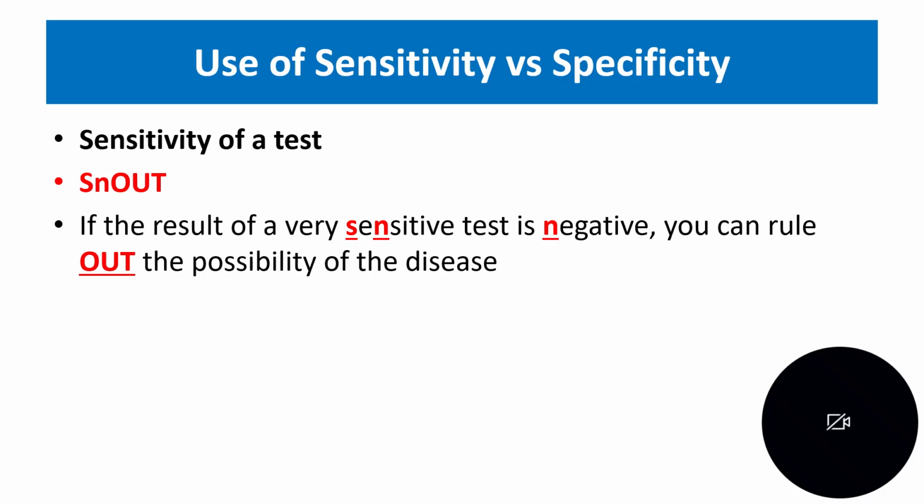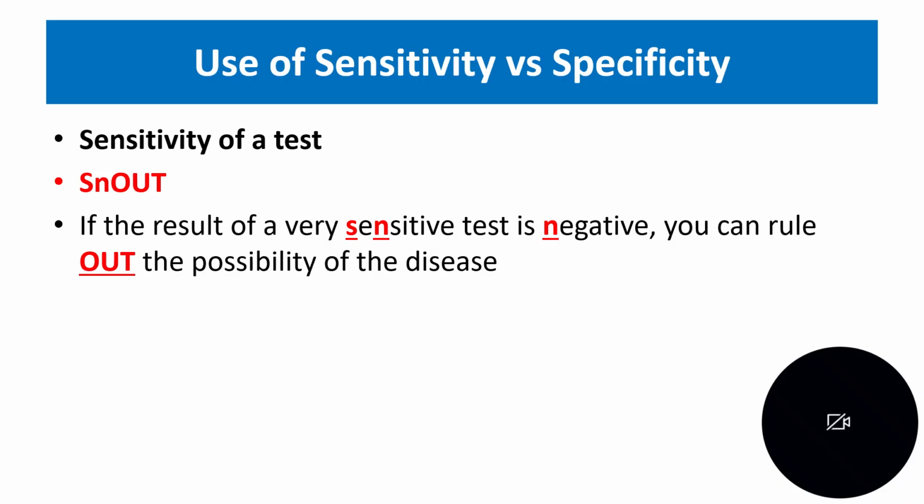Two things need to be present for you to be able to use sensitivity of a test. One, the test must be very sensitive. And by sensitive, epidemiologists use 90% as the cutoff. 90% and above sensitivity, good. Below 90, not so good. So it has to be a very sensitive test. The test result has to be negative before you can rule out the possibility of the disease.